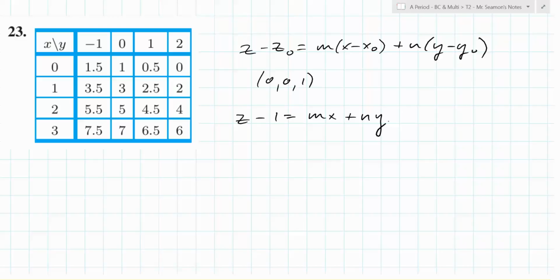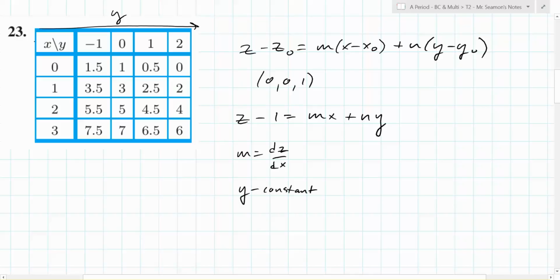Yes? So this is probably a really dumb question. Does m equal dz/dx, and that's when y is constant. I write this down because you will get tripped up if you don't, and you'll go in the wrong direction. So these are the y values, right? And these are the x values. So if you keep the same y value, you're going horizontally. If you keep the same x value, you're going vertically. You with me so far?